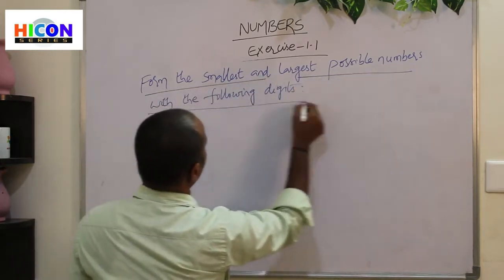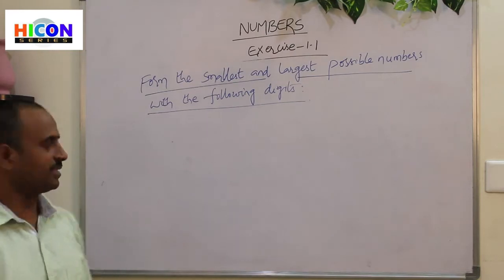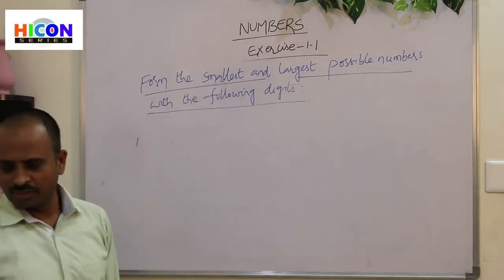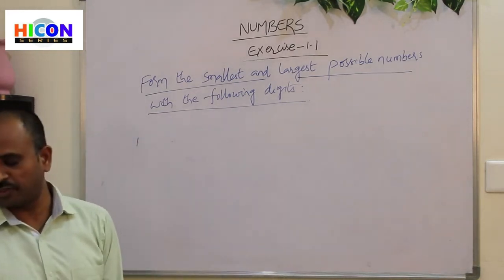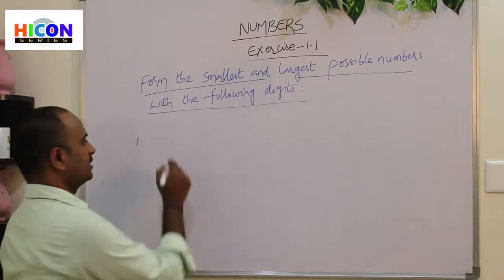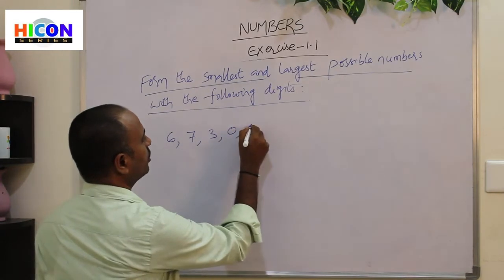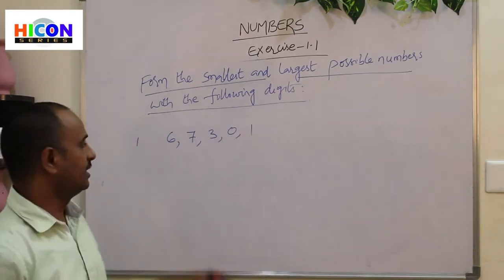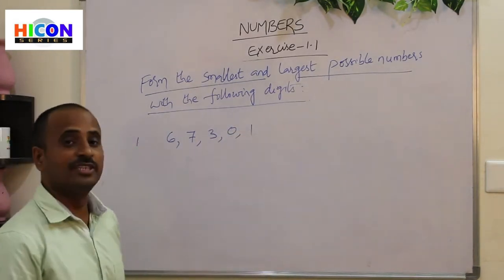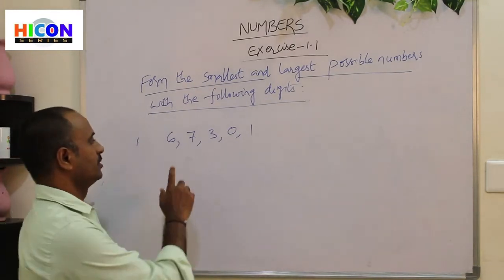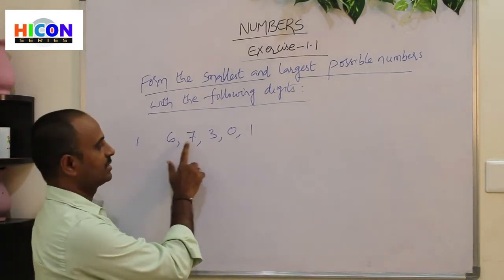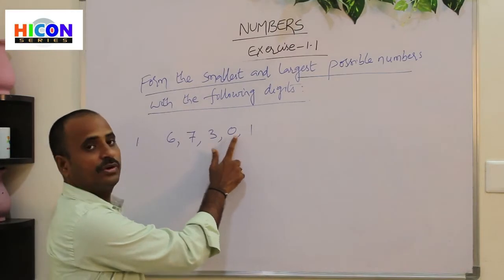So with the following digits, the first problem is, see the first problem. There are some digits given in the first problem. So children, let us see the first problem. Five digits are given there. The five digits are 6, 7, 3, 0 and 1.